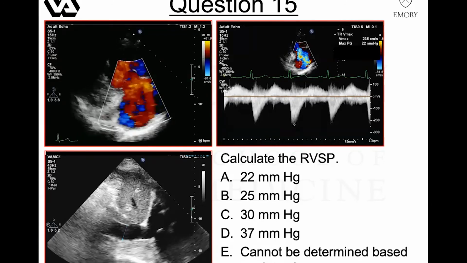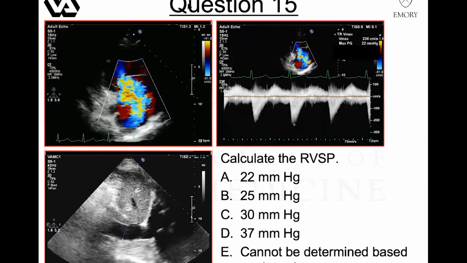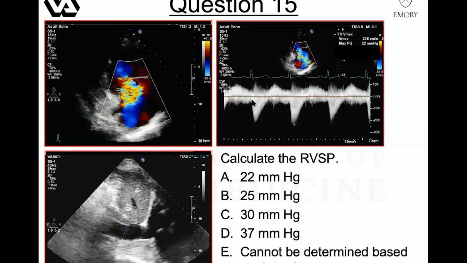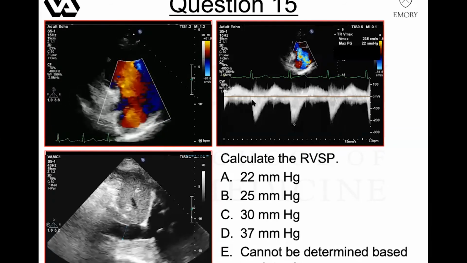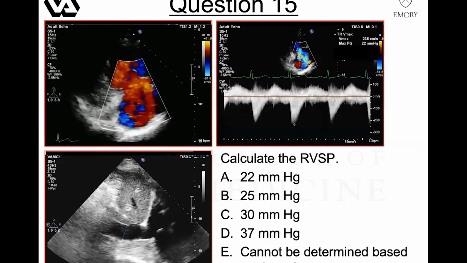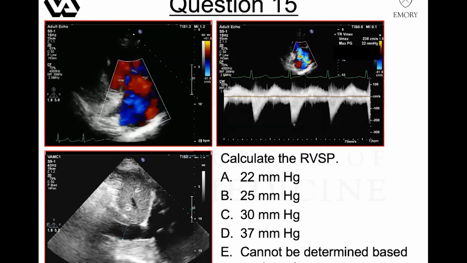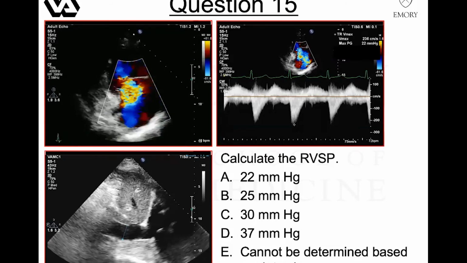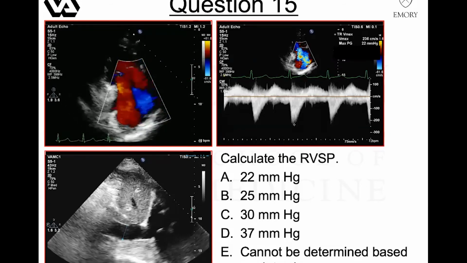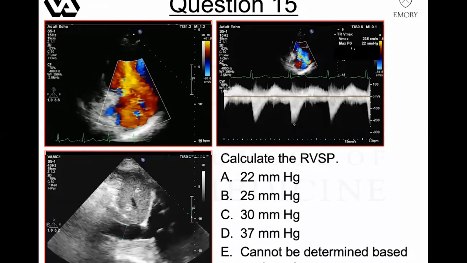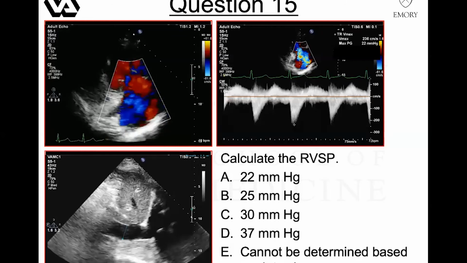Let's see if we can find a random third-year fellow lurking around. Actually, do we have a third-year fellow lurking around, other than anyone I've picked on so far? Blank, are you there? I'm here, Dr. Kumar. All right, what do you think, Blank?